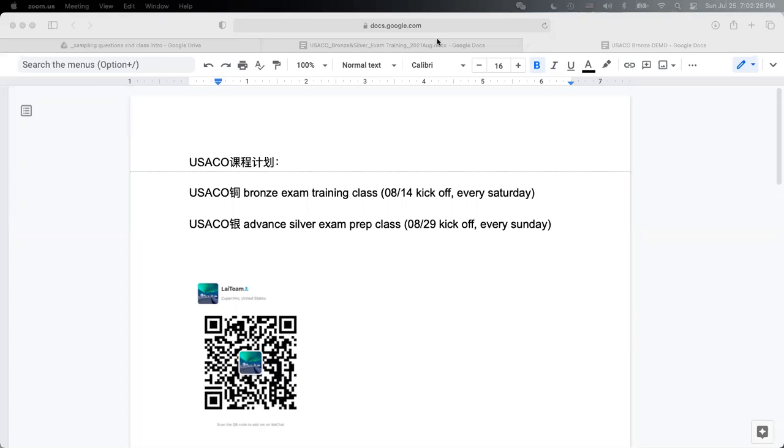USACO is a very specific subject for people who are interested in computer science. There are 4 levels behind USACO. Everyone starts with bronze. Once you get promoted, you get to silver, and then gold, and then platinum. The majority of my students are working on bronze level and silver level. If you think of the bell curve, most people are there. And also some of my students work on gold.